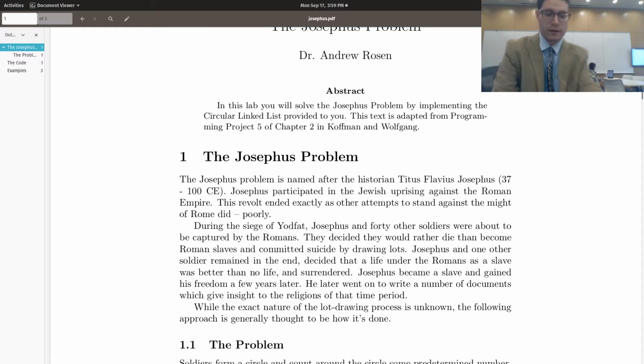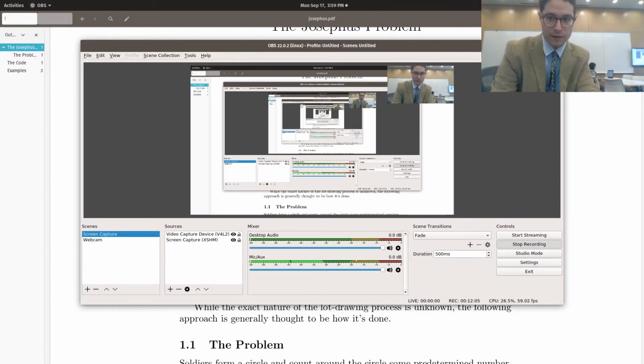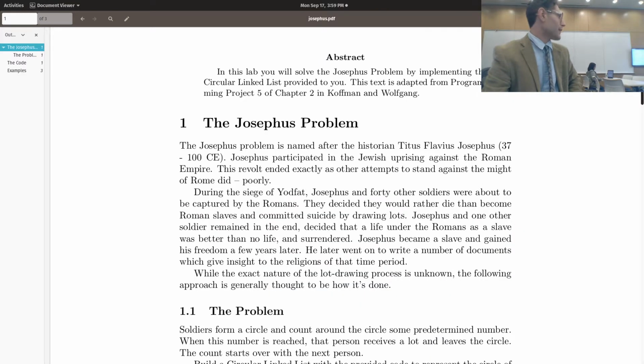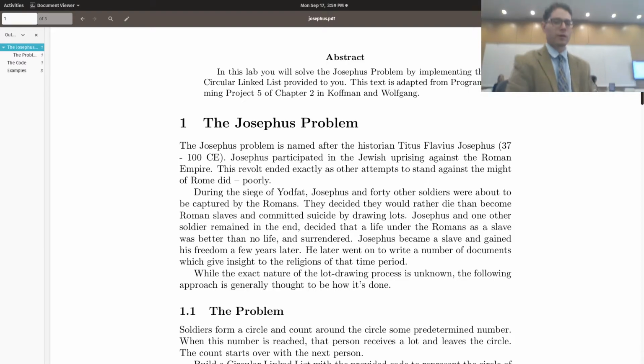Let me just make sure that I'm recording the right thing. Yep. Okay. So it's named after the historian Titus Flavius Josephus, who lived from 37 to 100. He was a priest of the Jewish religion of the time, and he participated in an uprising against the Romans. This ended exactly the way you'd expect every other uprising against the Romans went, which was that they lost horribly. The Romans were really good at putting down revolts during that time.